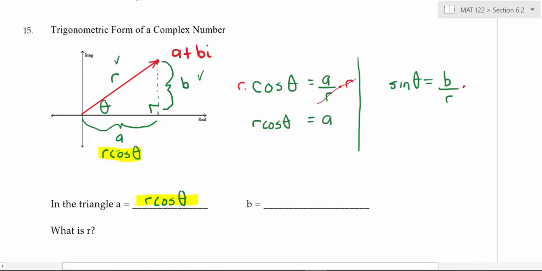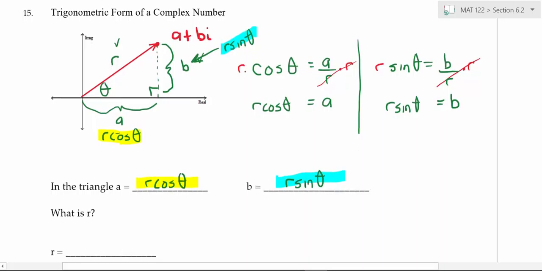Again, by the same thought process, we can multiply both sides by R to divide out the R and solve the equation for B, so I get B is equal to R sine theta. What that means is this side of the triangle is represented by R sine theta. All right, so we're going to write that conclusion down as b is equal to r sine theta.